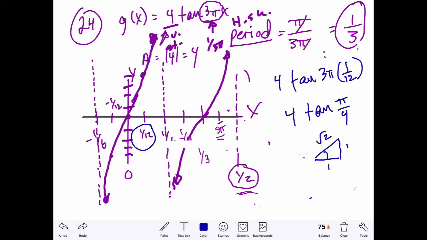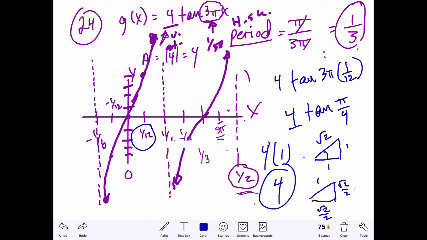Or if I use my unit circle, root 2 over 2 over root 2 over 2. Root 2 over root 2 is still 1, okay? So tangent of pi fourths is 1, and then it's multiplied by that 4 out front here, so that would equal 4, okay? So notice at 1/12 I'm up here at 4 at this location.